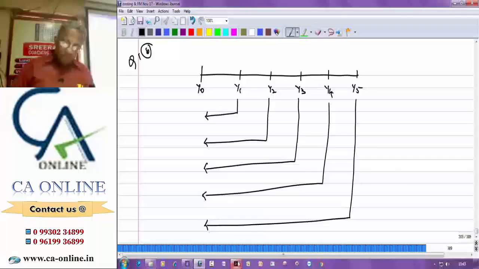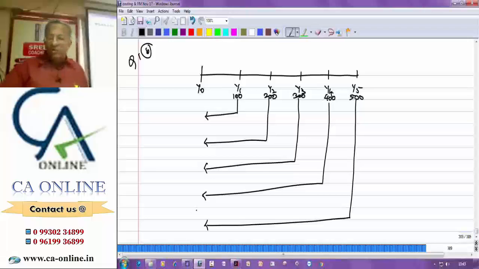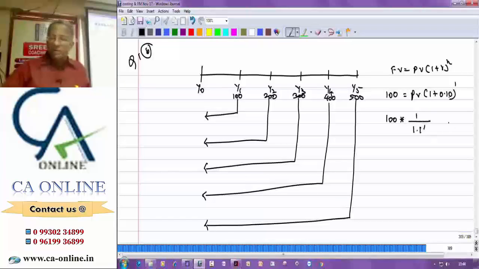What is the year number 1 flow? It is 100, 200, 300, 400 and 500. What are their values today? You know the formula, future value equal to present value into 1 plus r to the power n. In the first case, I take the future value as 100, the year number 1 figure. Present value is not known, but you know it is 1 plus 0.10, that is for 10%, to the power 1. How can the formula be redrafted? 100 into 1 divided by 1.1 to the power 1, which is equal to present value.